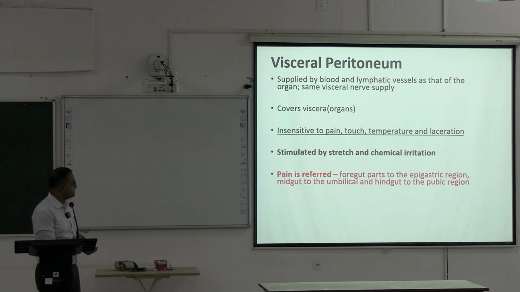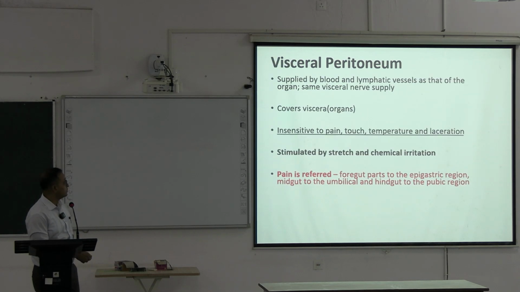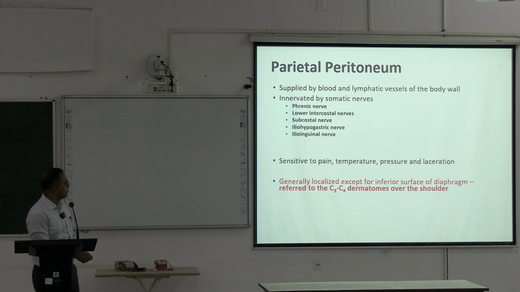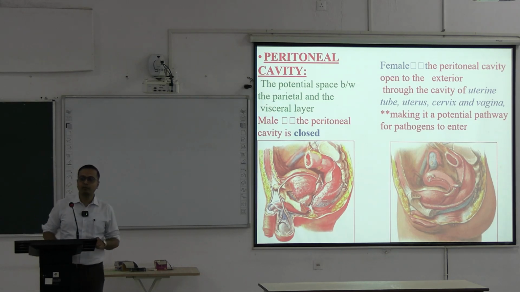So if you have any kind of issue related to the visceral peritoneum, there will be some sensation felt from the problem, and it will be referred somewhere else. These are the two layers that we have, the parietal layer and the visceral layer. They are present around the cavities inside the abdomen in the male individual and the female individual.